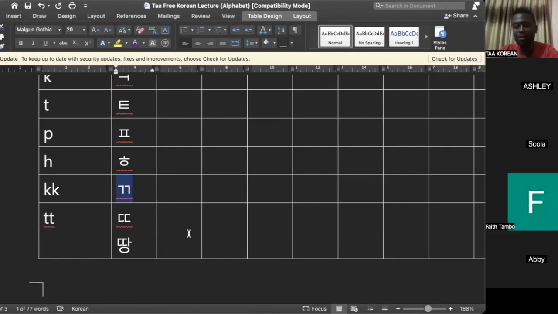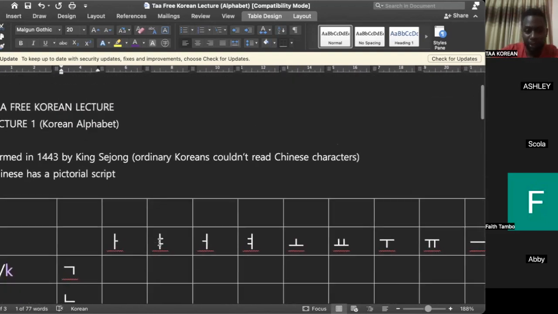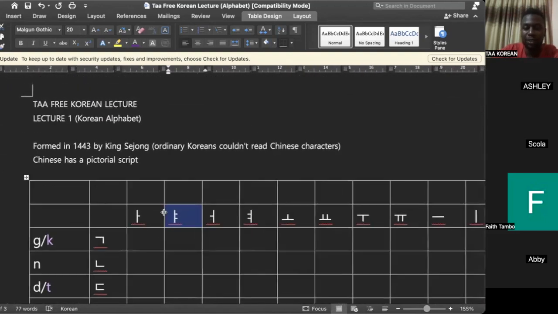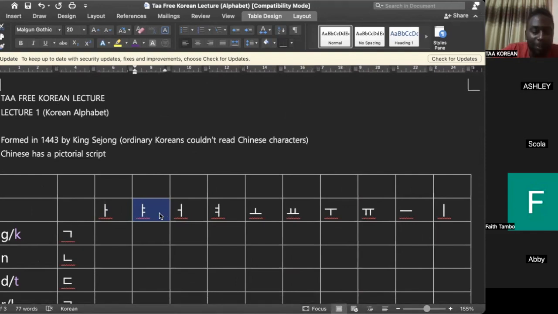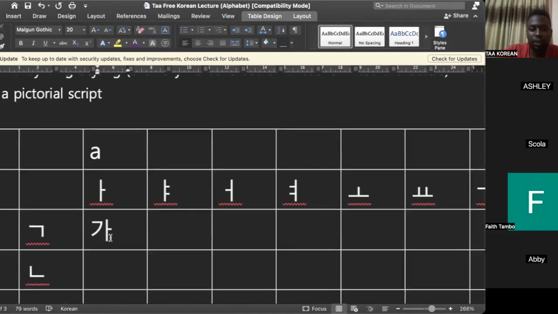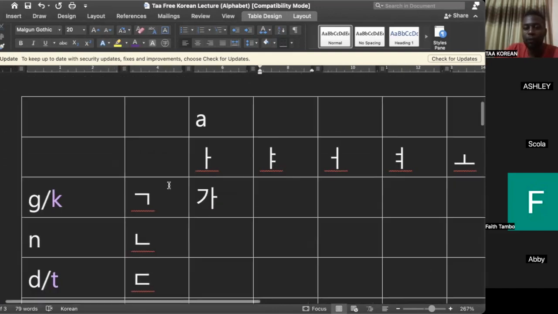Okay. So if there are no questions, let's move on to the vowel section. Now, for vowels, it's relatively easy. Let me say relatively easy for now. But there are many vowels that look very similar. For this one, we have the letter ah. If we combine these two, this seven-looking character and this one, we would get, for example, ka. So if we combine G and A, it becomes ka.